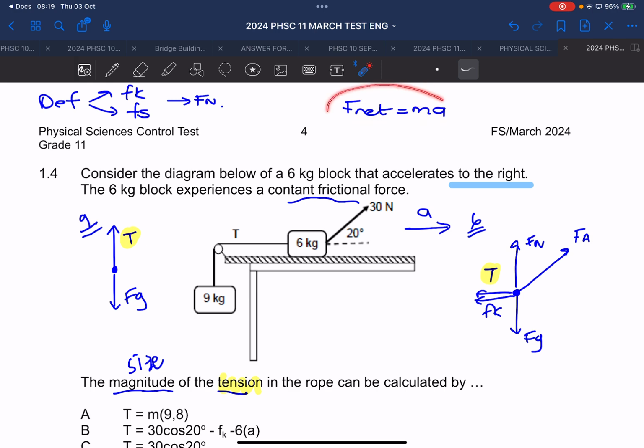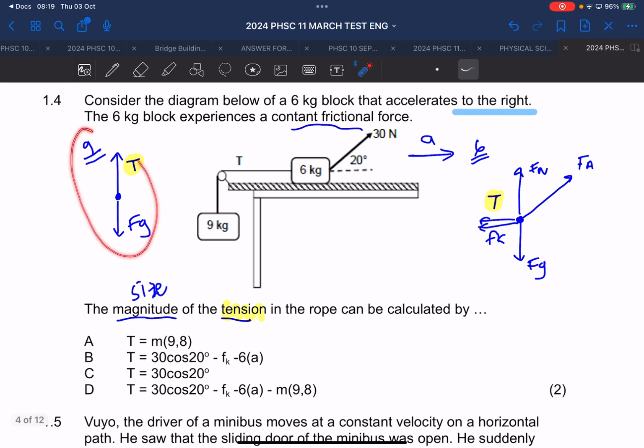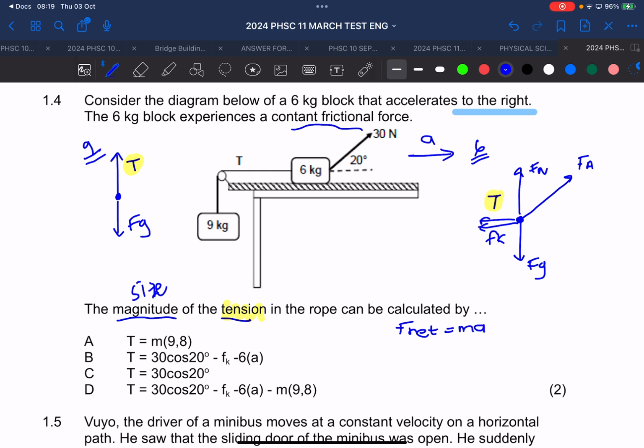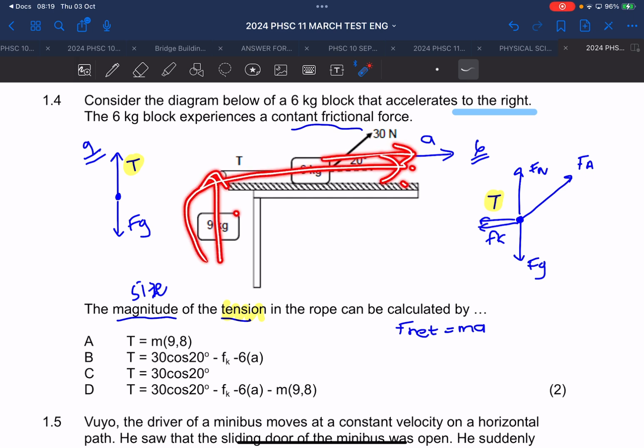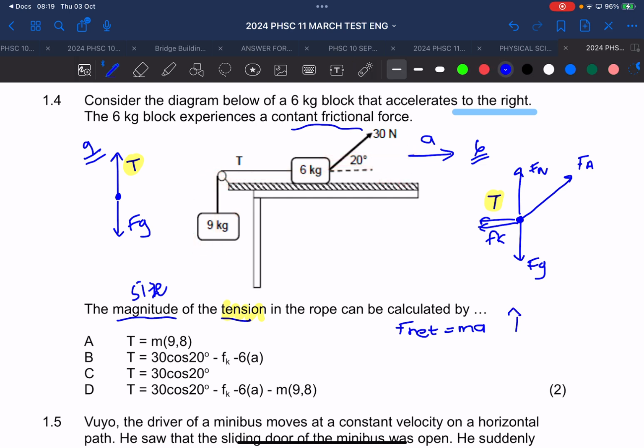Hold on. So we are busy with Newton's second law. How do we know that? Because they say it accelerates. So if I look at the 9 kilogram block, I'm going to say F net is equal to m times a, and it's accelerating to the right. So it means this one is accelerating up. So I'm going to choose up to be positive. So it will be T minus Fg is equal to m times a. So I cannot say this is equal to this because there is acceleration. So it's definitely not that.